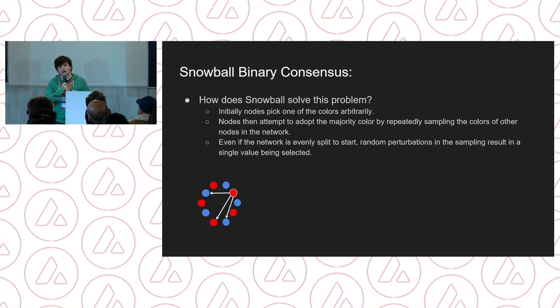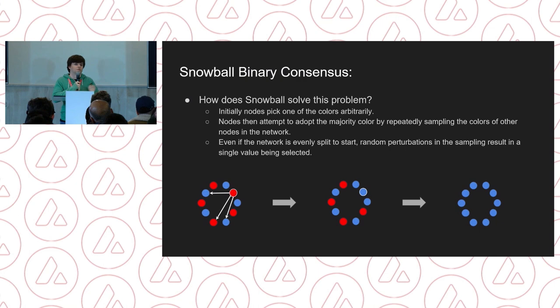So let's do a real quick example here. In this case, we have a perfectly split red-blue network. The red node here is going to sample these couple nodes. So it samples two blue nodes and a red node, and so it ends up adopting the blue color. And the whole network is going to repeat this sampling until eventually one color is selected. This ends up working great, and this is the foundation of the Avalanche consensus system.